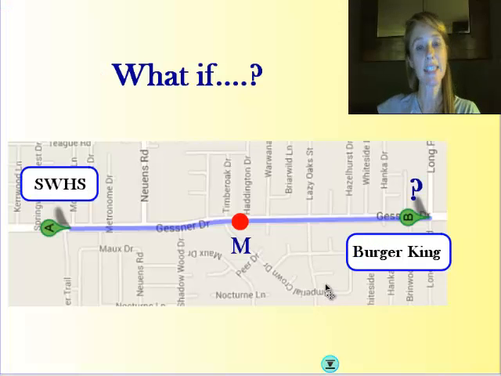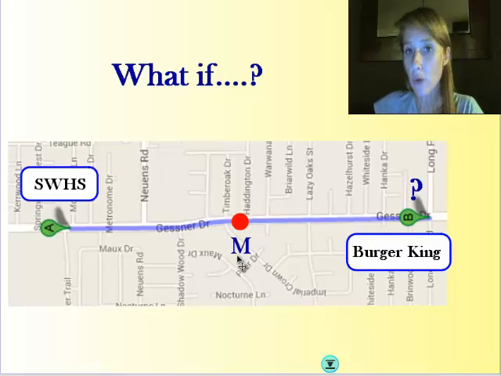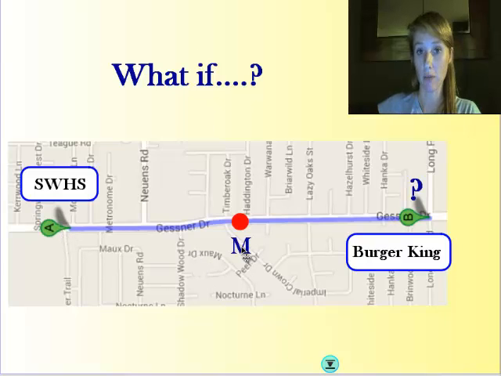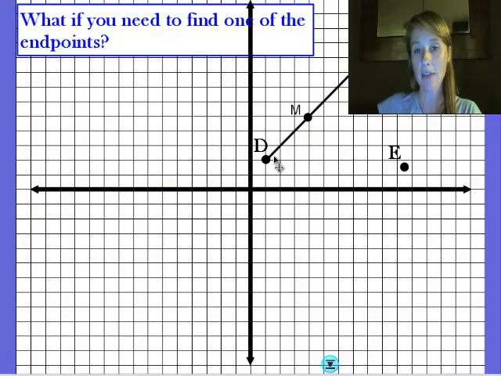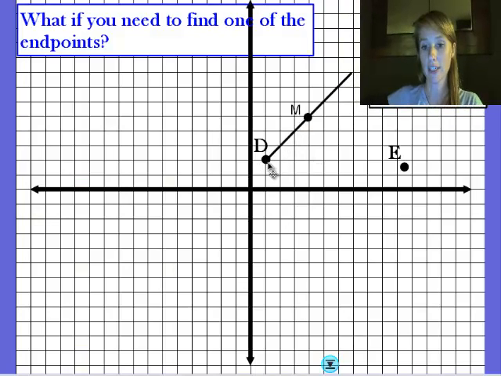One last example before we close out for today. What if you were at Springwoods High School again, and your friend is halfway between Springwoods and Burger King at the midpoint, but we don't know the location of Burger King? So what we're going to do right now is find the location of a second endpoint when we know our first endpoint and the location of our midpoint. We have another line segment here, our first endpoint D and our midpoint M.